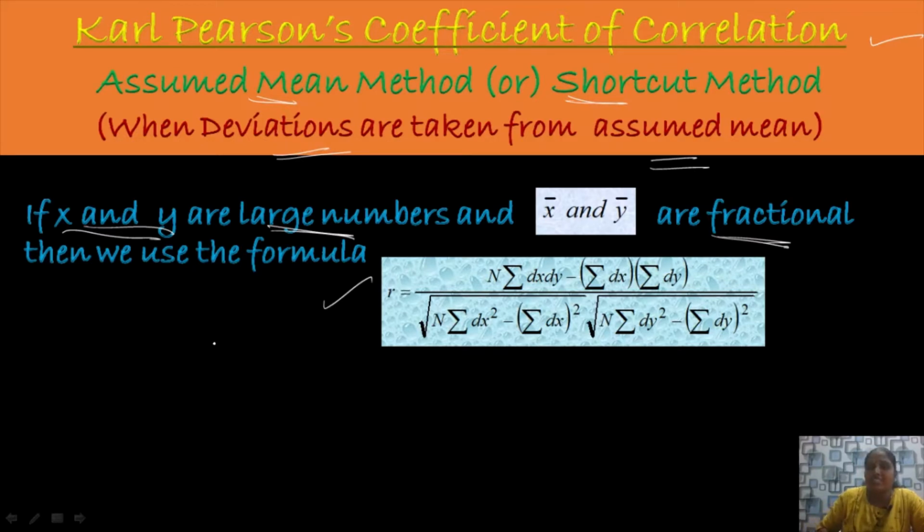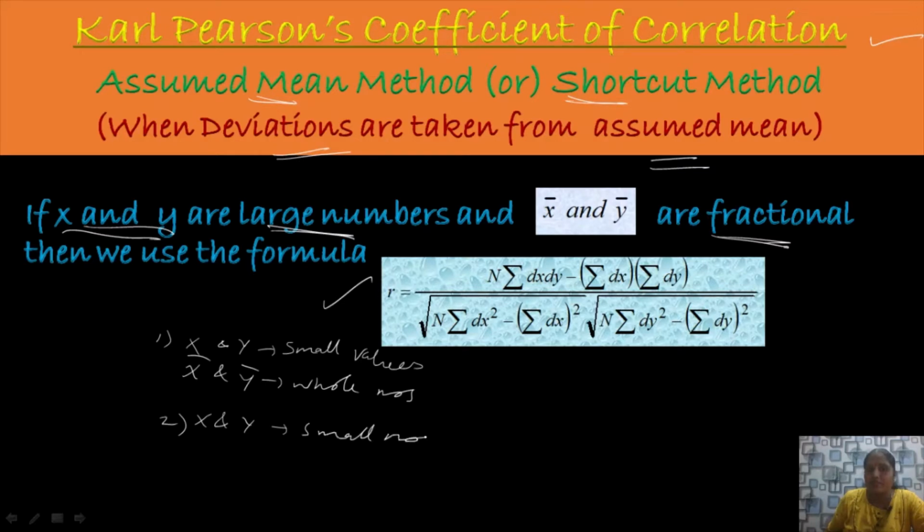Actually, we have already discussed two methods. The actual mean method is used only when x and y assume small values and x bar and y bar are in terms of whole numbers. Suppose x and y are still small numbers, but x bar and y bar assume fractional values, then we go for the direct method. These two cases we have already discussed.